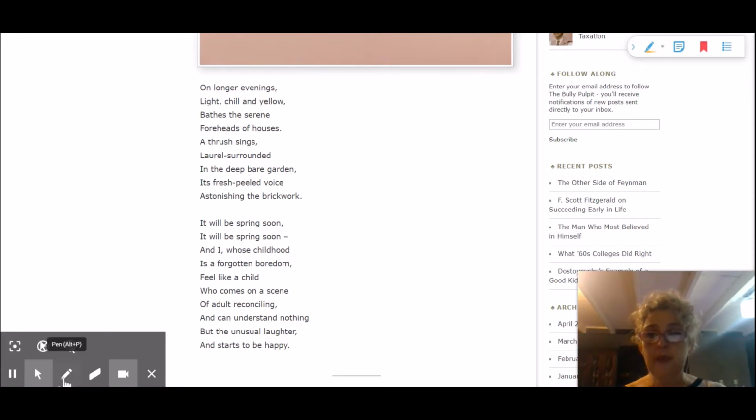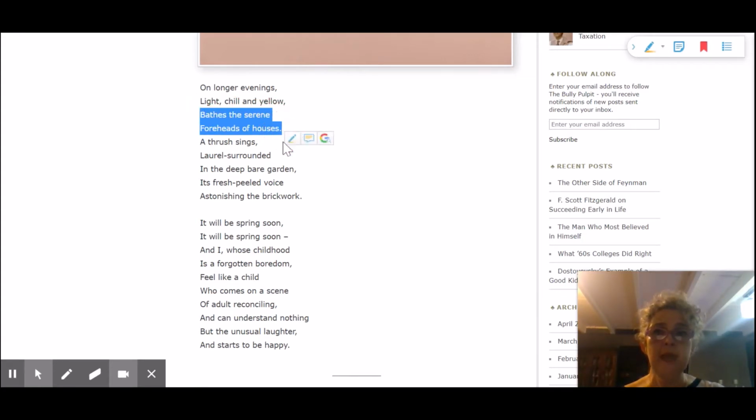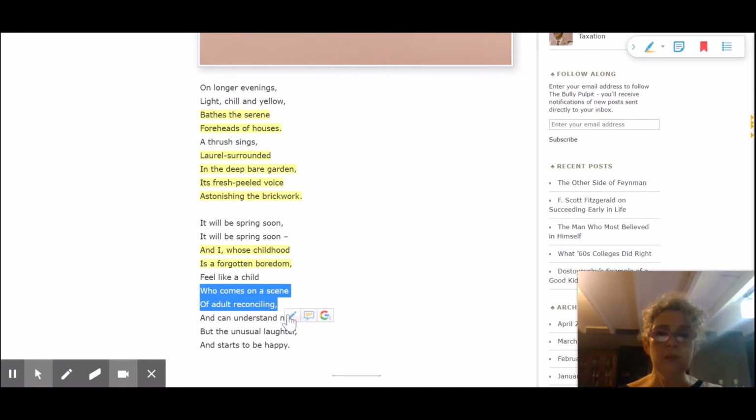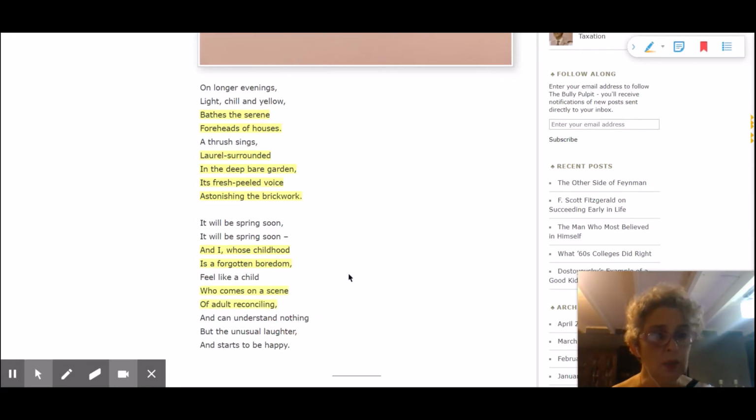Still, as I said before, Larkin uses another element. For example, this is in bathes the serene forests of houses. The element he's using is the run-on line, that he repeats all over the text: in laurel surrounded in the deep bare garden, its fresh peeled voice here, astonishing the brickwork. And then, and I, whose childhood is a forgotten boredom, feel like a child who comes on a scene of adult reconciling. Well, all these are examples of run-on lines that Larkin uses to create poetic pattern, I mean, this music, this rhythm in the poem.